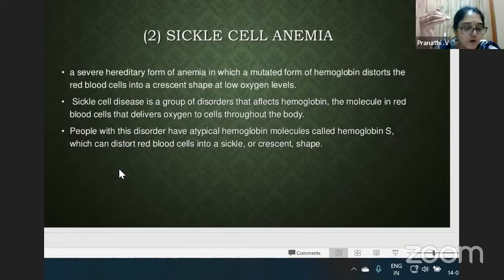So some examples of autosomal dominant: the retinoblastoma gene mutation is about 8 per million.